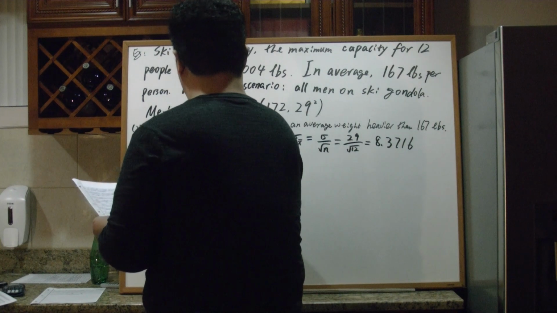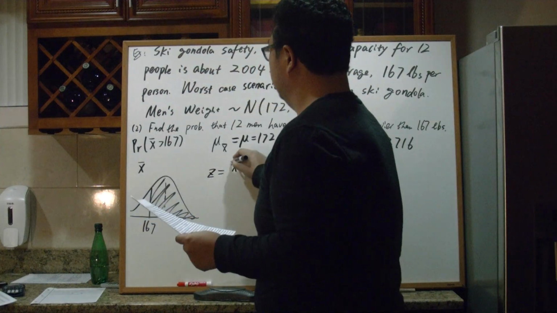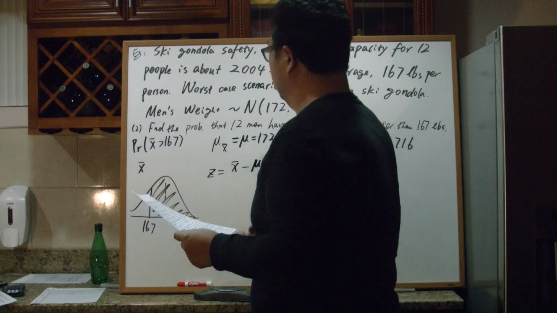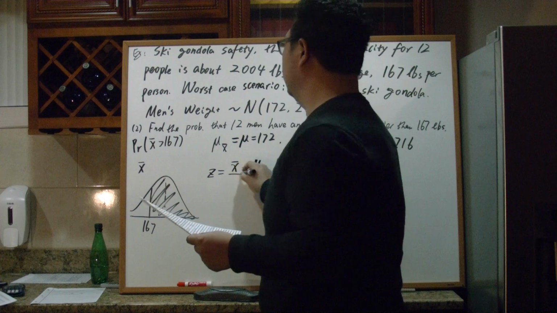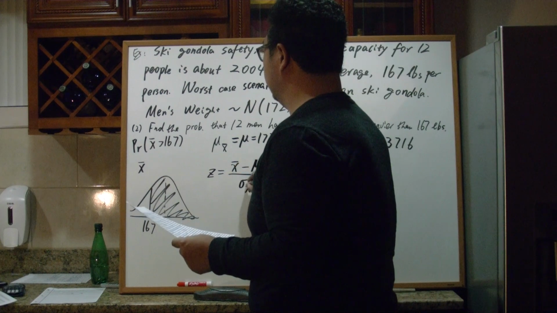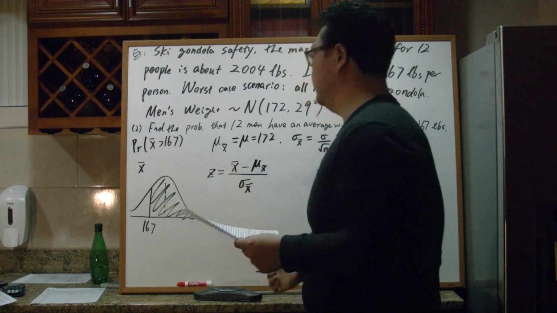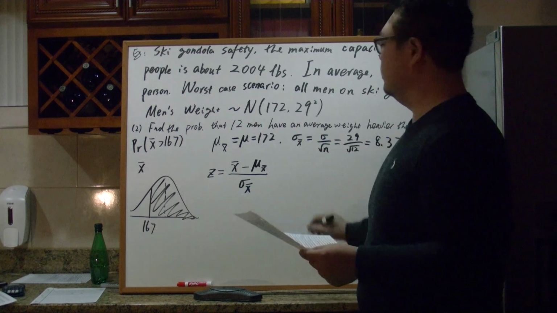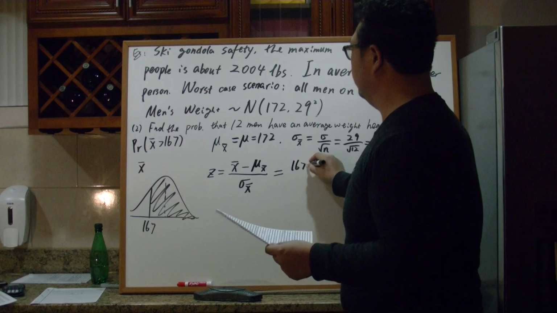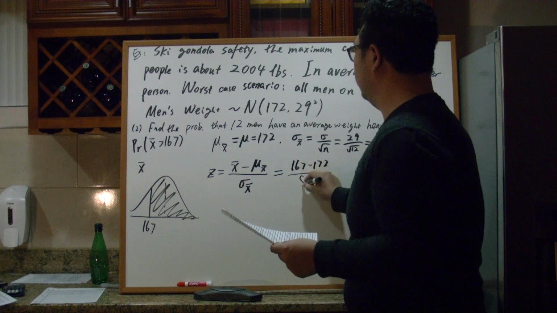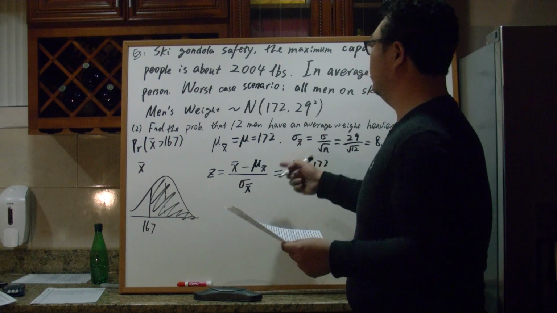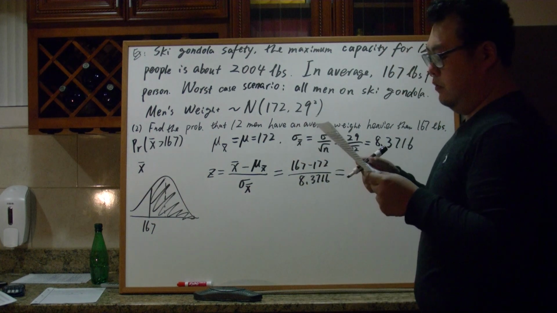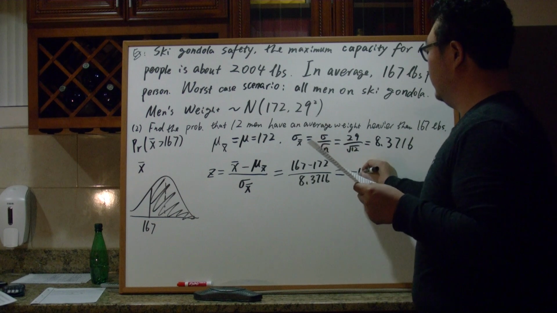So calculate the z-score. It is the sample mean of 167 minus the mean of the sample mean, divided by the standard deviation of the sample mean, because the sample mean follows the sampling distribution, which has the mean and standard deviation we have found already. That's 167 minus 172 divided by 8.3716, instead of the original 29 we had last time. In this case, the denominator is a little smaller, so the z-score is negative 0.60.